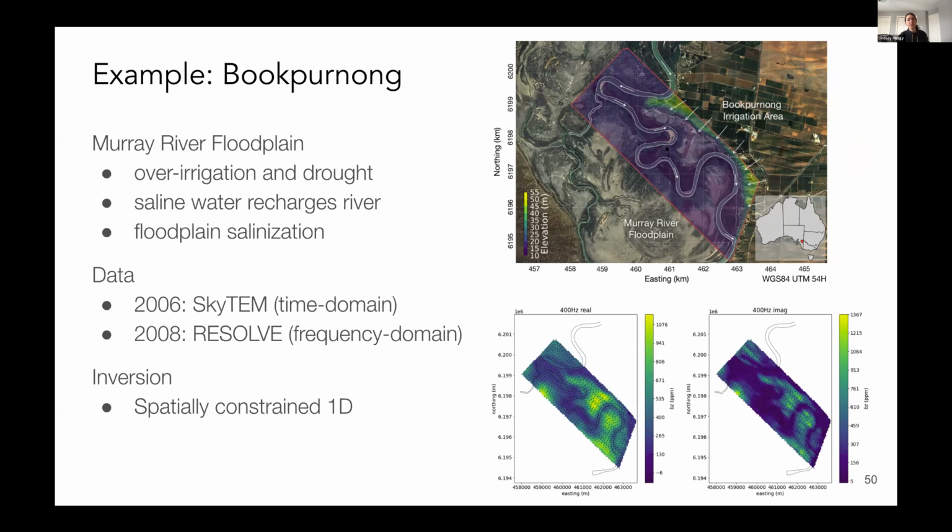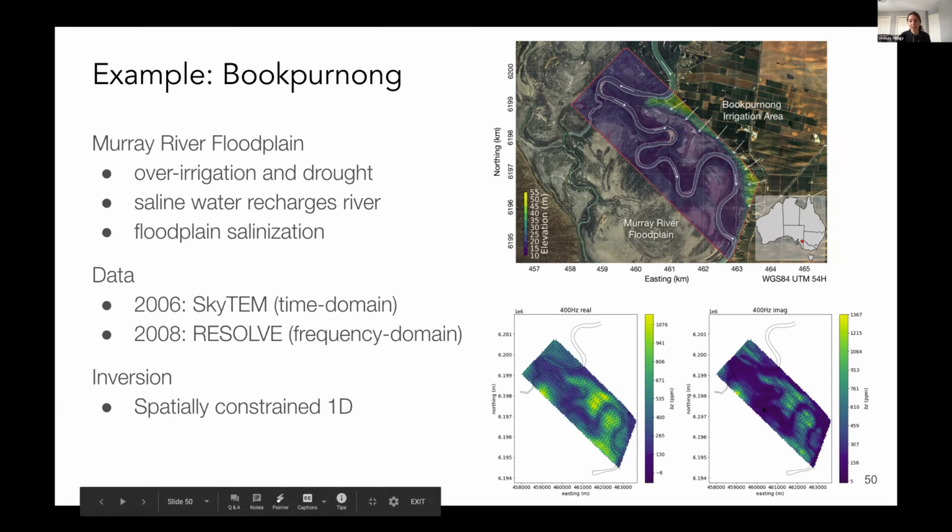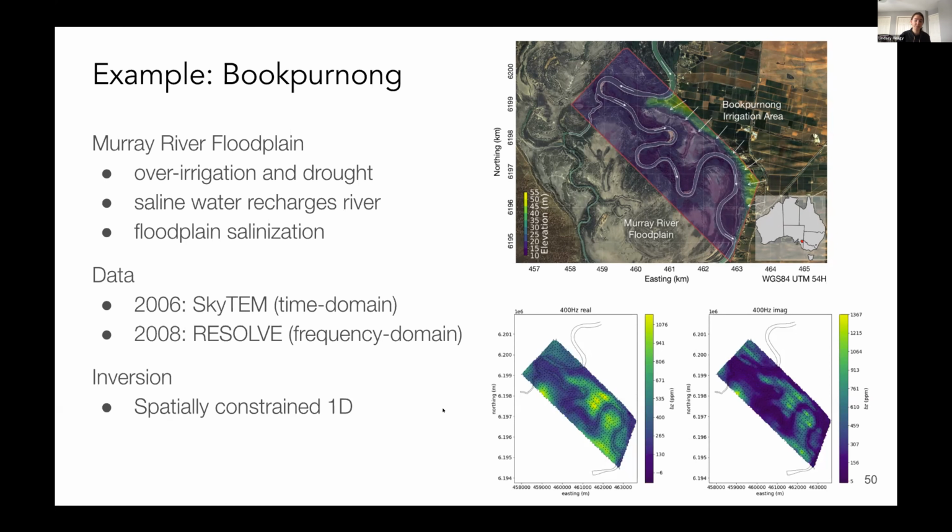So there were two different surveys run. In 2006, SkyTEM, which is a time domain system, was flown. And in 2008, a RESOLVE survey was flown. This is frequency domain, so we'll look at the RESOLVE data. We've got five different frequencies with RESOLVE, and you can see the real and imaginary components, and we'll invert these data. We'll use SimPEG EM1D again, but in this case we're going to use a spatially constrained 1D inversion. What that does is impose regularization that asks for smoothness between adjacent soundings.